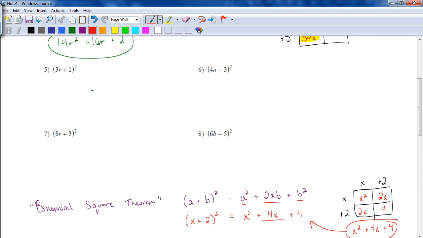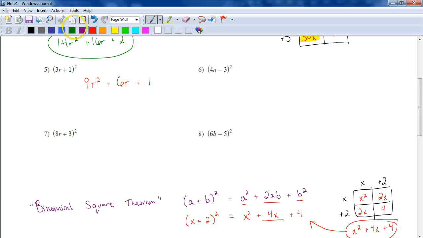So again, the process is that we square the first term. So 3r, when I square it, square both the 3 and the r, so that's going to be 9r squared. Now the middle term is where I multiply these together and then double it. Well, 3r times 1 is just 3r. When I double it, that means I multiply it times 2. So 3r times 2 is 6r. So my middle term is 6r. And then to find my last term, I would just square the 1, and 1 squared is obviously just 1. So 3r plus 1, when you square it, we call this expanding this out, you end up getting 9r squared plus 6r plus 1.